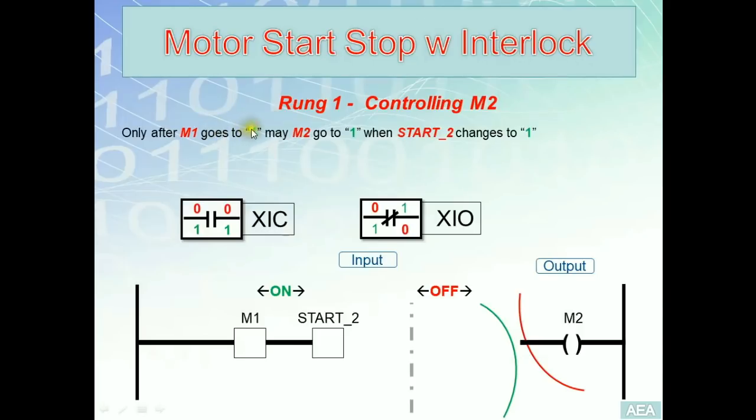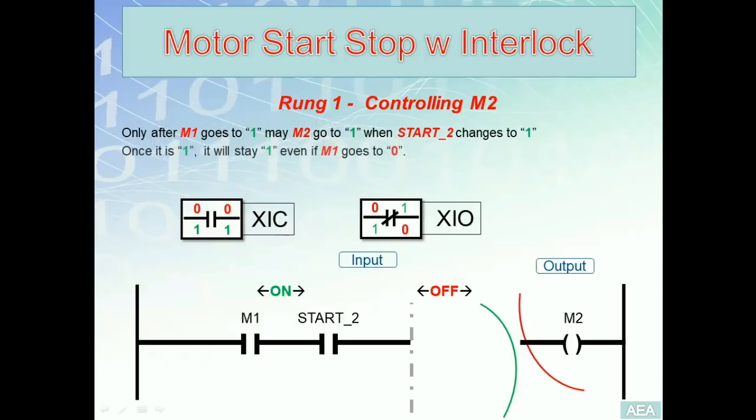One more time, to determine this, we're going to rely on the binary version of this requirement. For M1, it says when M1 goes to 1, M2 can go to 1. That's a one-to-one relationship, so we need to use an XIC for M1. Now when it comes to start 2, the same thing. It says when start 2 changes to 1, M2 is to change to 1, so that's another XIC behavior. So right now we can say that 100% the first requirement is done.